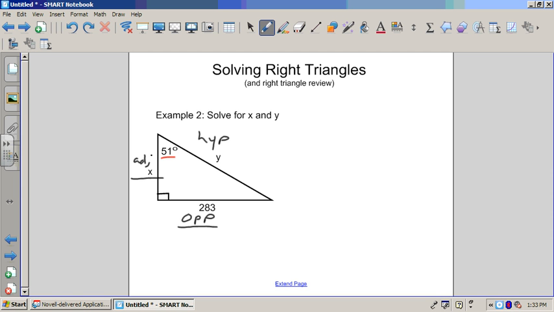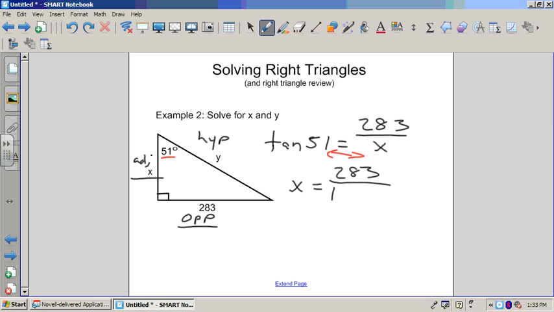Which trig function uses the opposite and the adjacent? TOA in the SOHCAHTOA. So the tangent of 51 degrees is going to be equal to the opposite, 283, over the adjacent, which is x. I've said many, many times that when I want to solve for x in this way, I can switch these two numbers around. And so I'm going to get x is equal to 283 divided by the tangent of 51.